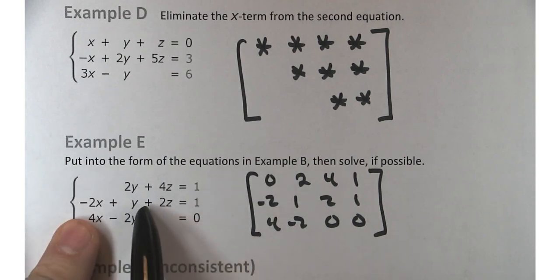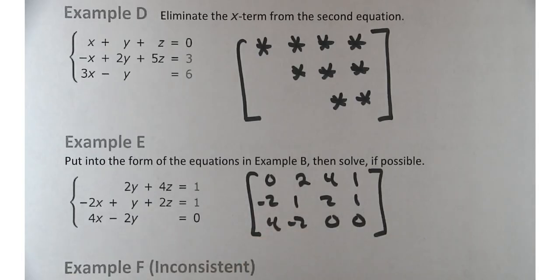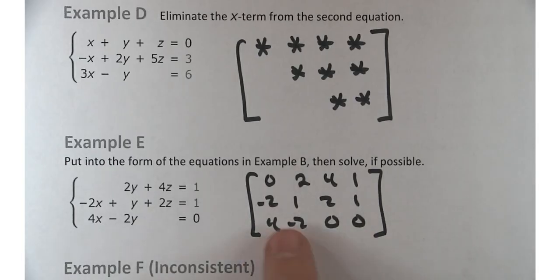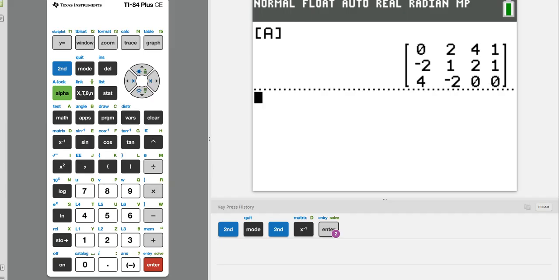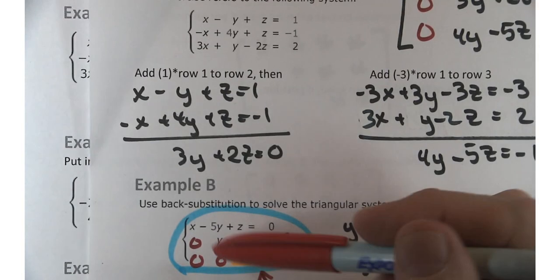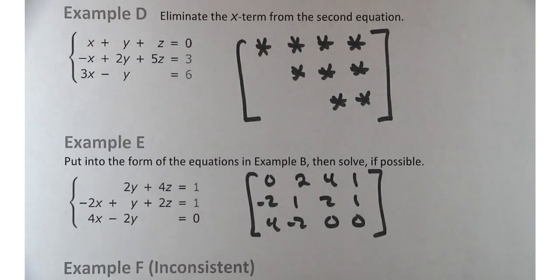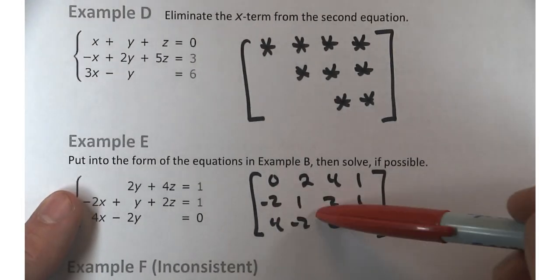So for example E, we're going to start by putting this augmented matrix into our calculators. In fact, we've already done that. So let's take a quick look here. There's our matrix. Now, in general, if you're going to actually solve this system of equations by back substitution like we did for problem B, when we had it in this nice form where we already had zeros here, here, and here, then we're going to want to get zeros in these spots ourselves.